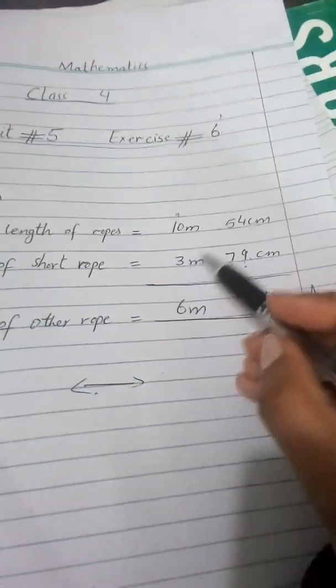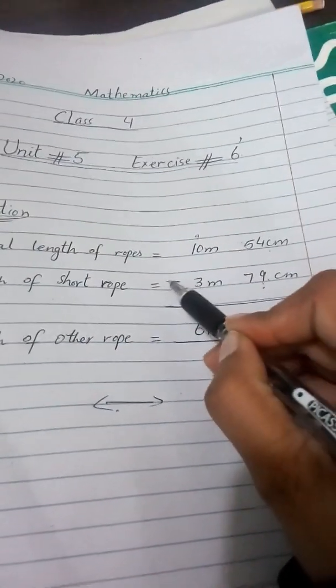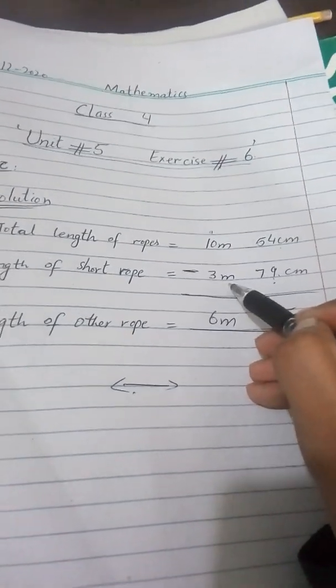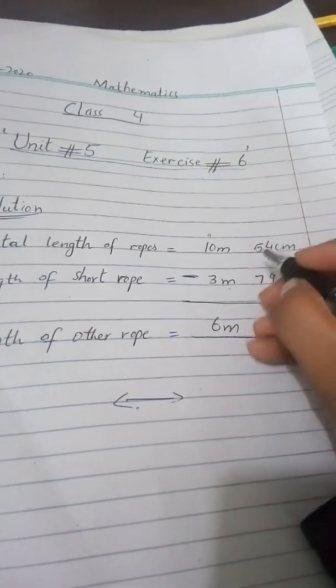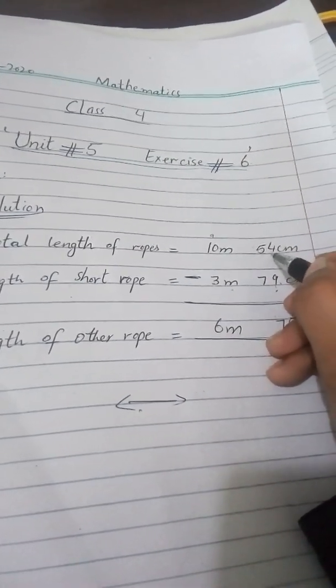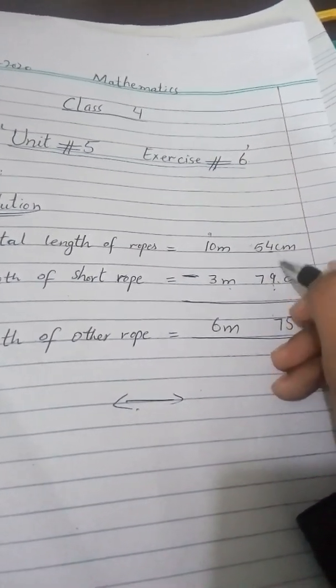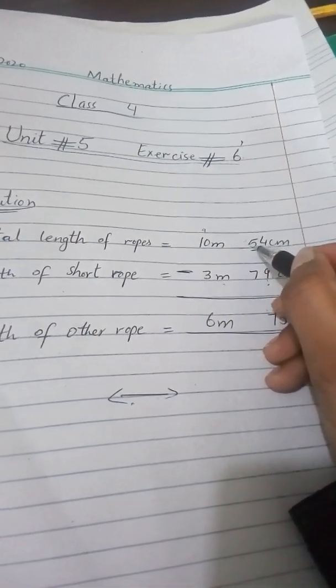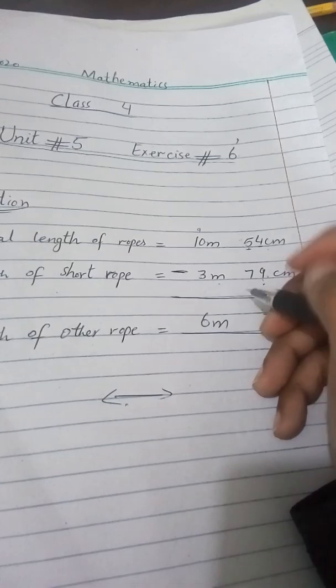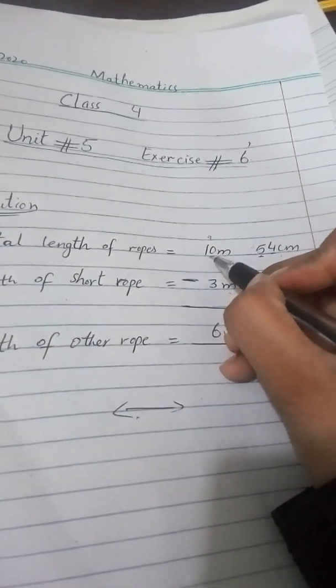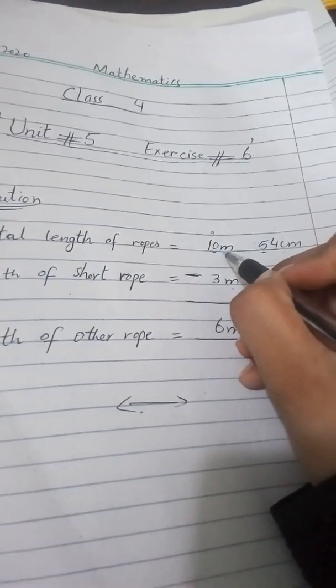How can we do it? By subtracting the length of one rope from the total. Okay, so how can we do it, addition? As you see, in 54, 4 is smaller than 9, it's also smaller than 7. So how can we do its subtraction? By taking 1 meter from the meter side.